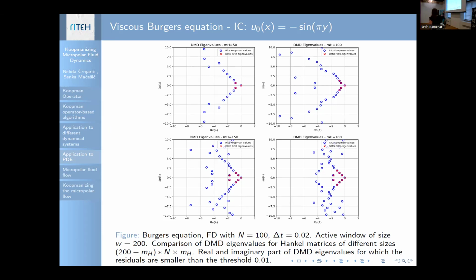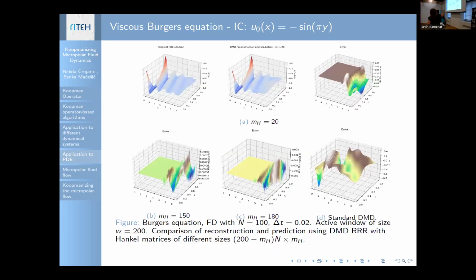But we can see here that the reconstruction error predictions are quite good. Here is the original equation solution, here the reconstructed and predicted. And you can see here the reconstruction and then at the end the prediction error. The reconstruction is almost great. The reconstruction error is bigger, but it is still acceptable. For a larger number of columns, the results become better.